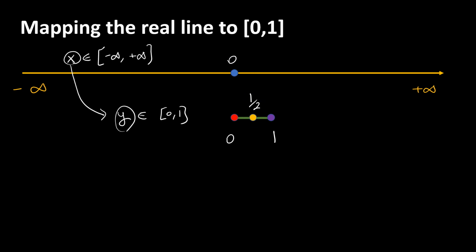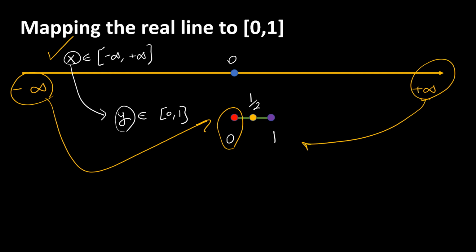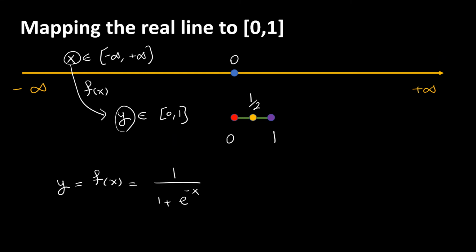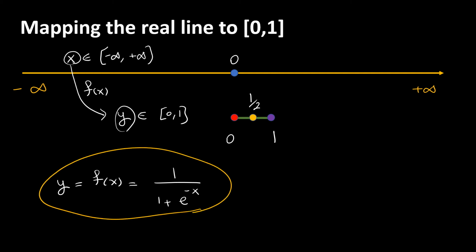Our goal is to take a point x on the real line and map it to the closed interval between 0 and 1 such that negative infinity gets mapped to 0, positive infinity gets mapped to 1, and 0 on the real line gets mapped to the middle point of the closed interval, which is 1/2. All I explained is a description of a function whose domain is the real line and its range is the closed interval between 0 and 1. One choice is y equals f of x equals 1 over 1 plus e to the negative x.